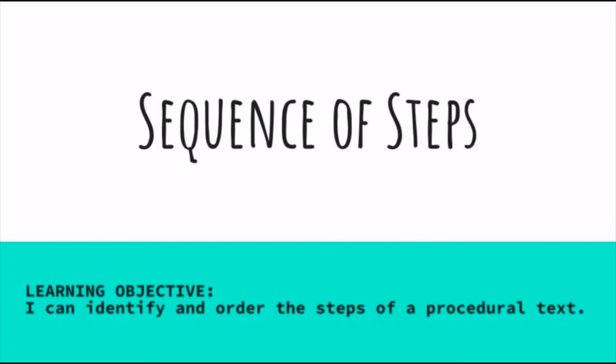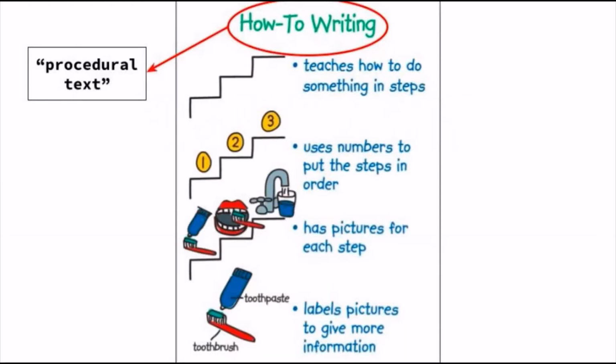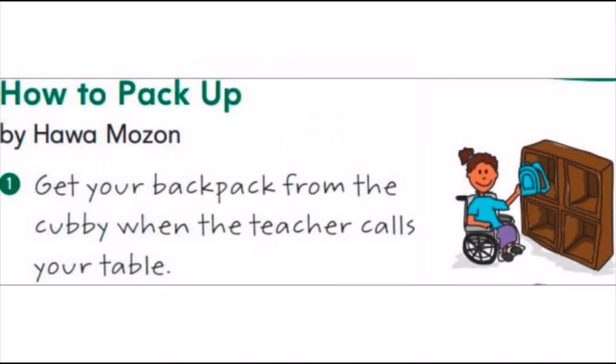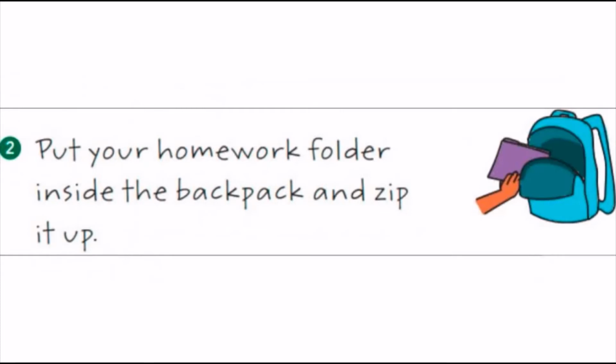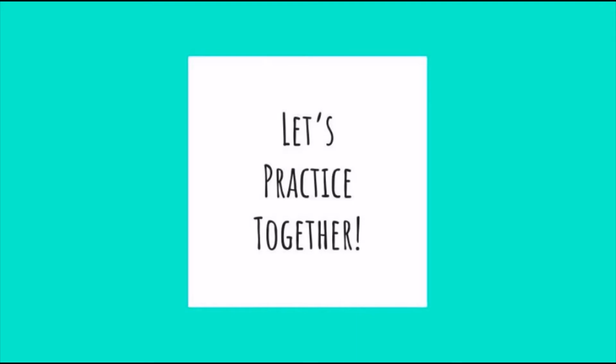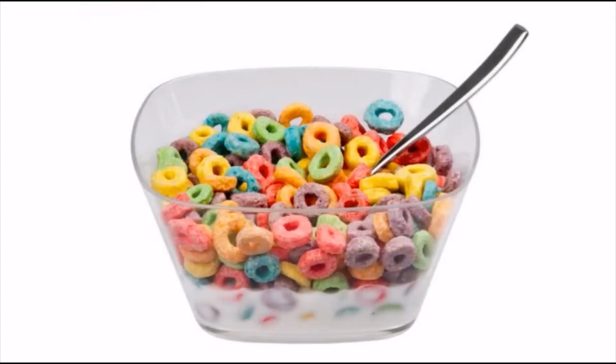There is a learning objective in the very beginning to identify and order the steps of a procedural text. We will refer back to the previous day's lesson where we created an anchor chart about the features of a procedural text or a how-to text. Then students will see an example, one that they are familiar with, how to pack up. There will be 3 steps, and each step will have a picture connected to it. Next, students will practice with you in writing the steps for how to make or eat cereal.